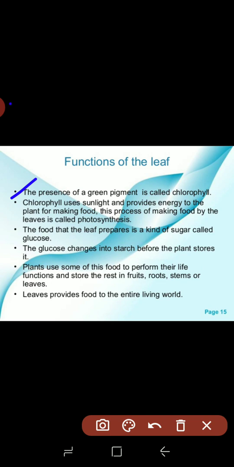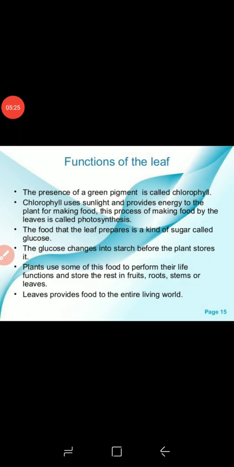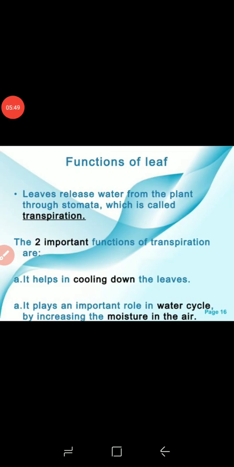So plants use some of the food to perform their life functions and store the rest in fruit, roots, stem or leaves. So leaves provide food to the entire living world. Okay, so leaves provide food to the entire living world. Understood? Now, functions of the leaves.